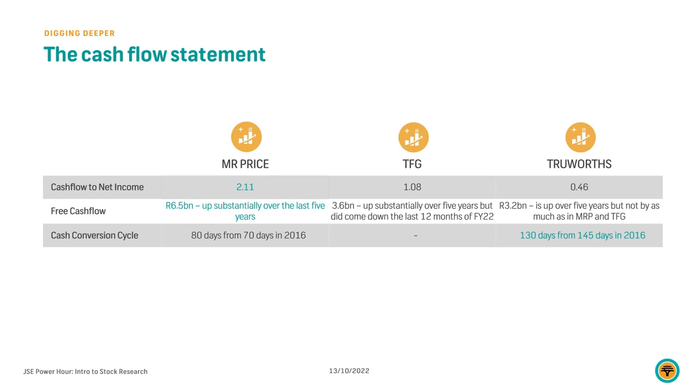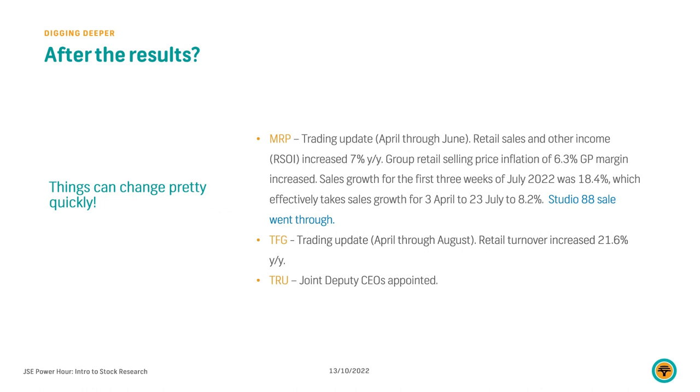And then cash conversion cycle. So how quickly does money go from you recognizing it in your income statement to it actually coming in cash in your bank account? So even though Mr. Price, for example, has a better cash conversion cycle, we can see that Truworths is improving it quite substantially, which is why I gave them, they pipped Mr. Price there. TFG didn't disclose it, which I don't like. So they were out of the running there. But Mr. Price won on free cash flow and cash flow to net income as well.